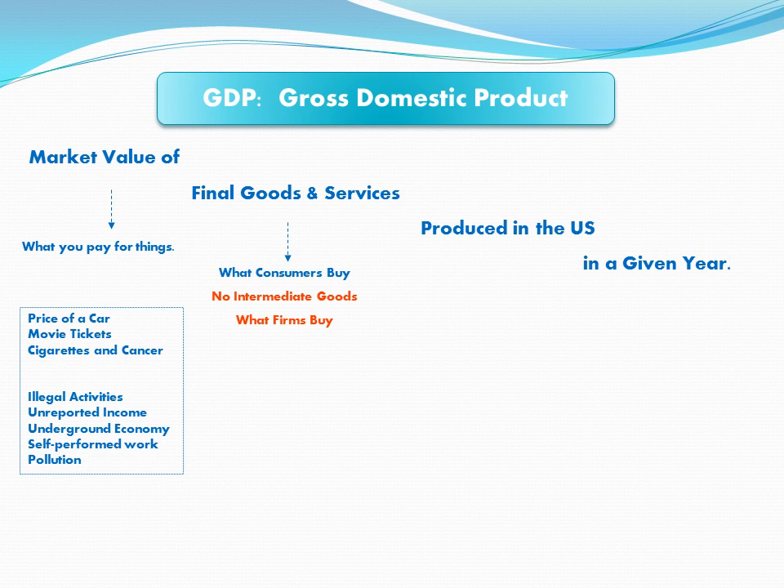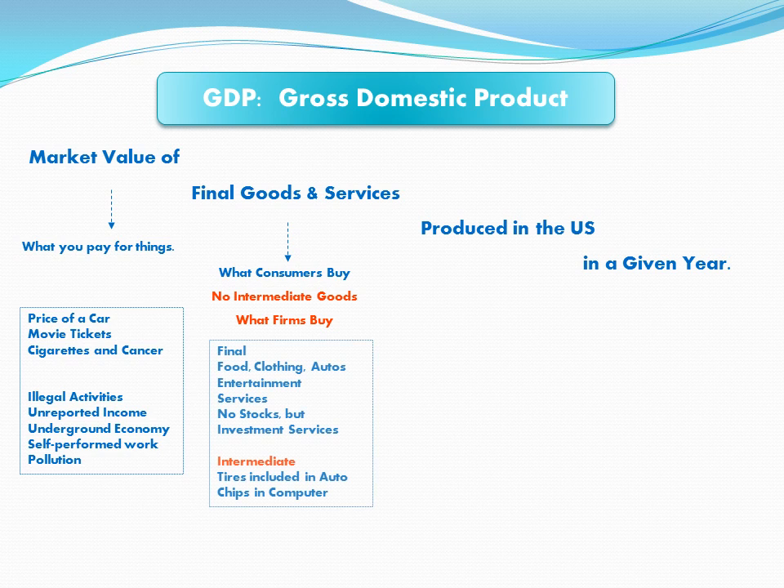Final goods and services are the things that are at the end of the pipeline, as we just saw. A car is at the end of the pipeline, so we'll count that. That will include all the components that flow into the car, and so we're going to count final goods and services, but no intermediate goods. That is, we're not going to count what firms buy to put into the product that they sell at the end of the pipeline. So, final goods and services: food, clothing, autos, entertainment.